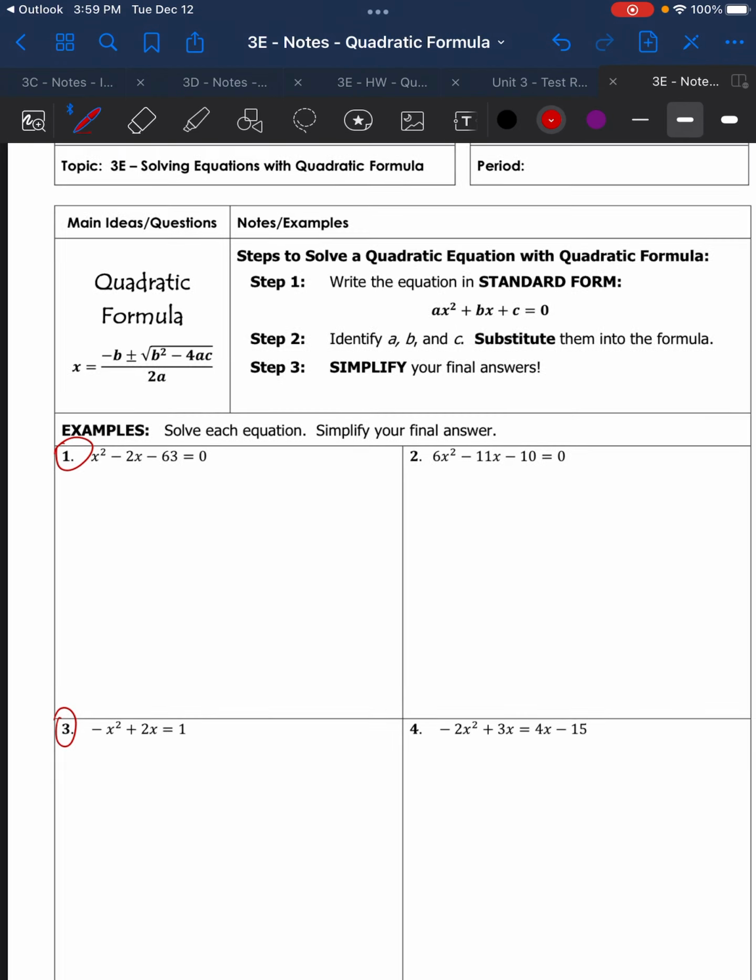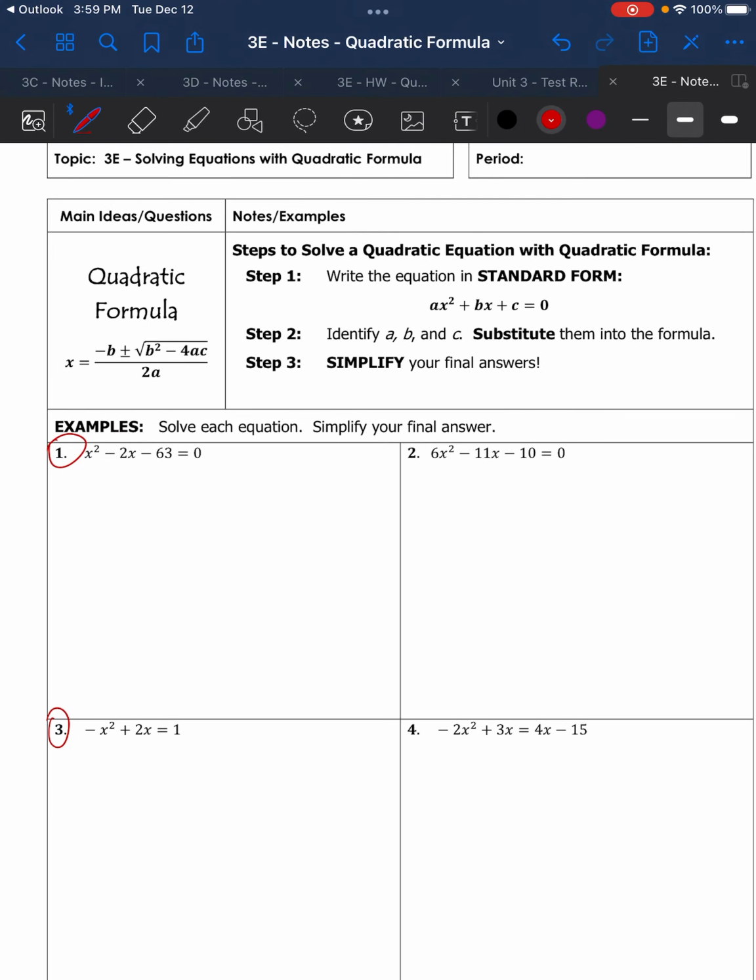Welcome to 3E, solving equations with the quadratic formula. The quadratic formula has to be in standard form. The standard form is right here: ax squared plus bx plus c equals 0. Now, it's not crucial, but I do like having my a positive.